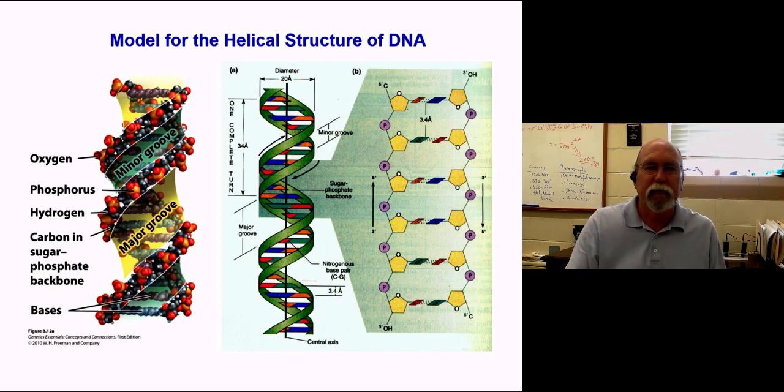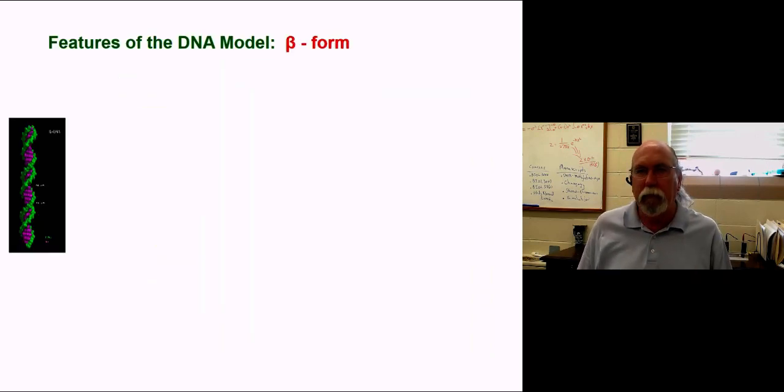Now, taking all this, Watson and Crick looked at their model and they came up with some basic structural pieces of information that are going to be important to us. The model they were looking at turns out to be the B form. We'll talk about some alternate forms in the next short lecture section. But for right now, the Watson-Crick model is what's known as the beta or B form.